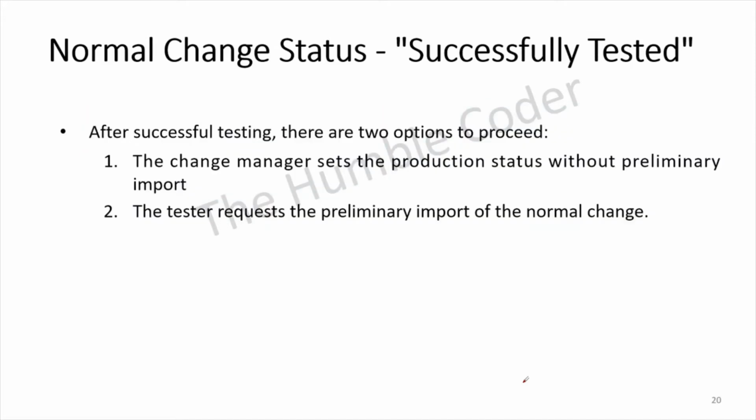The next is after successful testing, there are two operations to proceed. The change manager sets the production status without preliminary import. The tester requests the preliminary import of normal change. So there are two ways to proceed. If you need to proceed without the request of preliminary import, then there is a way. The other way is moving via preliminary import status. Now preliminary import is a status which is used for importing the normal changes into production on an urgent basis.